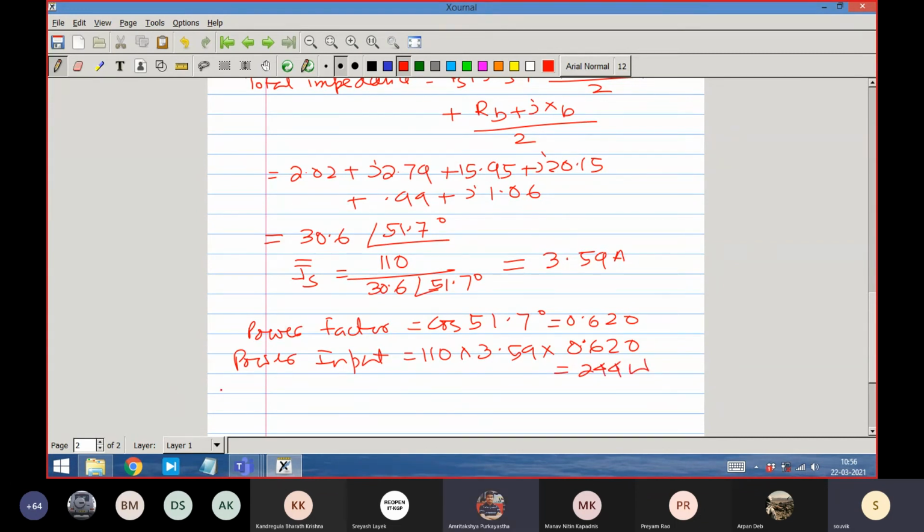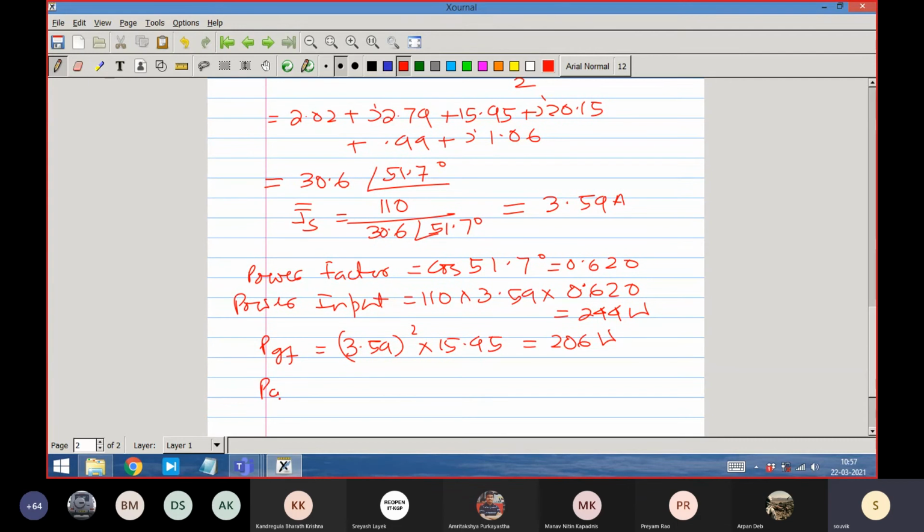So now let us find out. 110 was the input voltage. So what is PGF? That is I square into RF. So this is 3.59 square into RF. RF is equal to 15.95, which is equal to 206 watt. PGB is equal to I square into RB is equal to 0.99, which is equal to 12.8 watt.